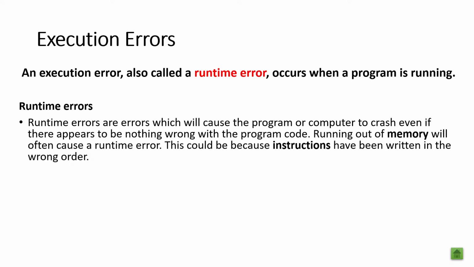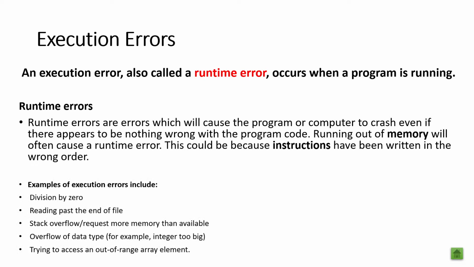Okay? Now examples of execution errors are there: division by zero, reading past the end of the file, overflow in an array or a stack, for example, underflow, trying to access out of range array elements. They are all execution errors. So code works, but we do something weird.